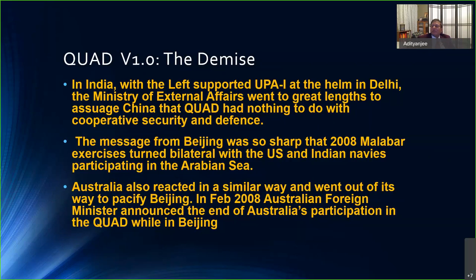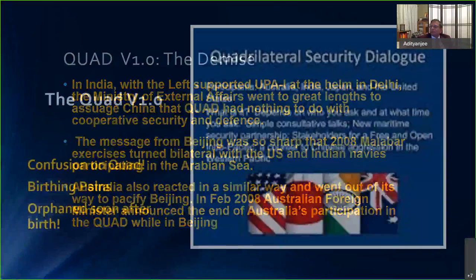In 2007, five nations participated. And in 2008, only US and India participated. Japan was not invited, Australia pulled out, and of course, Singapore didn't matter. Similarly, Australia reacted in a similar way and went out of the way to pacify Beijing. And as I said, in February, the Australian Foreign Minister, while visiting Beijing, in a major press conference decided to announce the end of the Quad. So that was the demise.